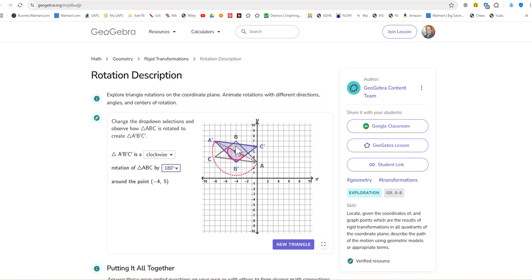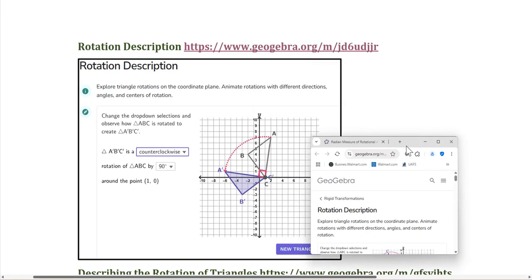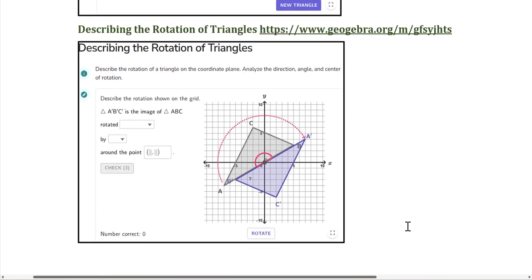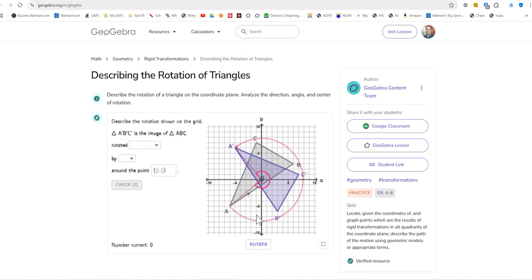Okay. And we can experiment with different rotations, clockwise and counterclockwise. So again, you can experiment with those on your own. You'll see some interesting things. Here's another one that's similar to that. So here's a similar thing.